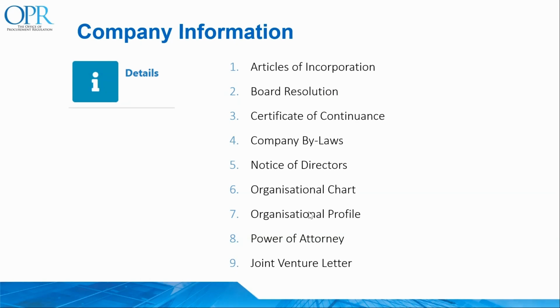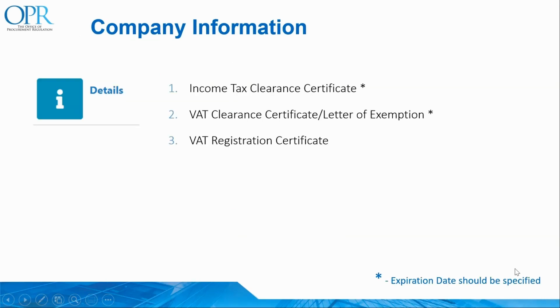organization. Now, some of these will be applicable and some will not be applicable depending on the type of organization that you are. And the intention of this is to give an idea of what the organization looks like, and it has the legal authority to conduct its business. In terms of the company information, there are additional things such as the income tax clearance certificate, VAT clearance certificate, VAT registration certificate.